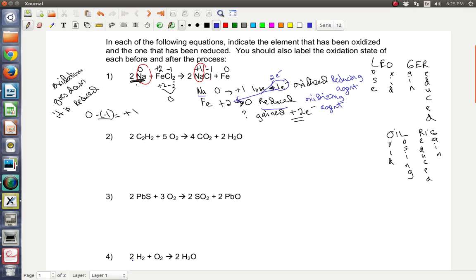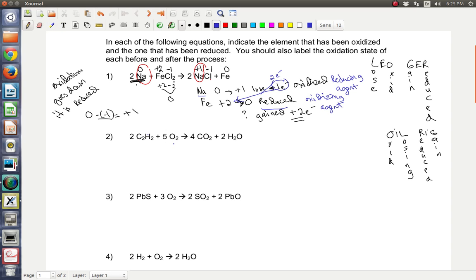Okay, all right, let's try another one. We have here, what is this molecule? C, double bonded C. Okay, this is ethene. I'm going to take ethene and figure out what happened.